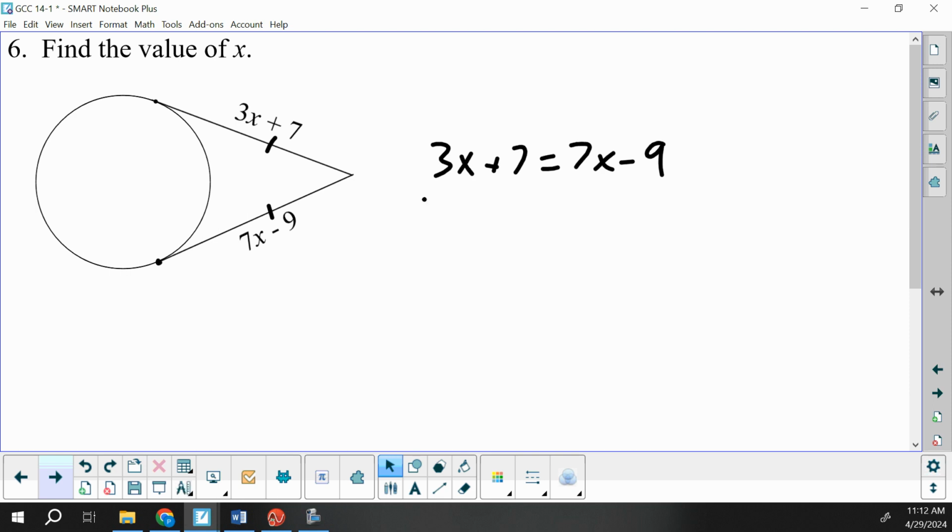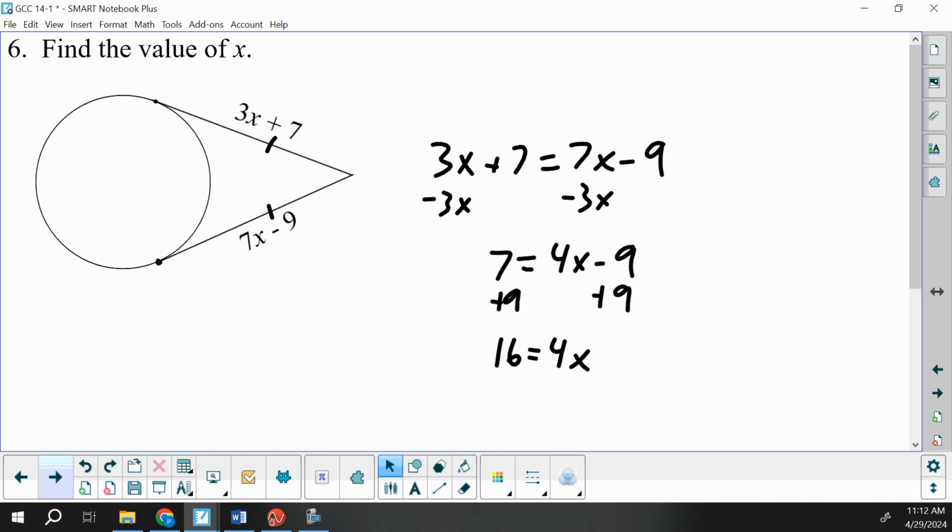We'll solve for x. I'm going to subtract 3x on both sides. So 7 is going to equal 4x minus 9. We'll add the 9 over. We'll get 16 equals 4x. And we'll divide both sides by 4, so we'll get 4 for x. In this course, always reread the question, see if that's what we wanted to find. And in this case, we just wanted to find what x is, so we're done.